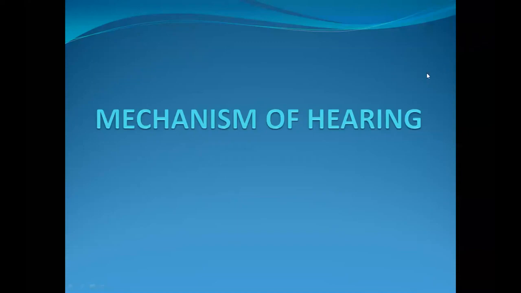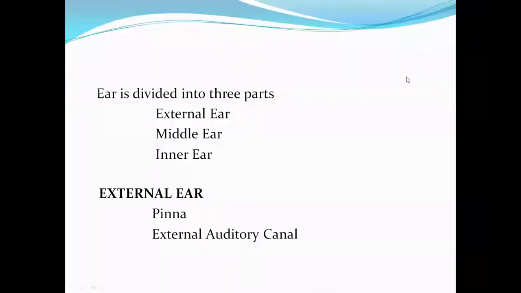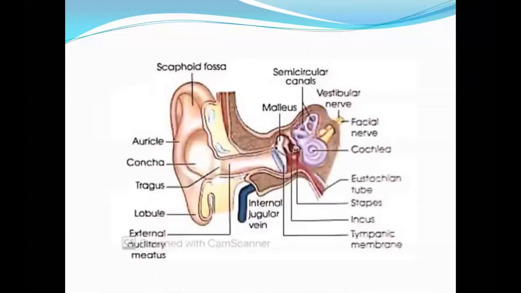Mechanism of hearing. The ear is divided into three parts: external ear, middle ear, and inner ear. The external ear has two parts: pinna and external auditory canal. Here we can see this is the pinna, this is the external auditory meatus, this is the external auditory canal. This forms the external ear.